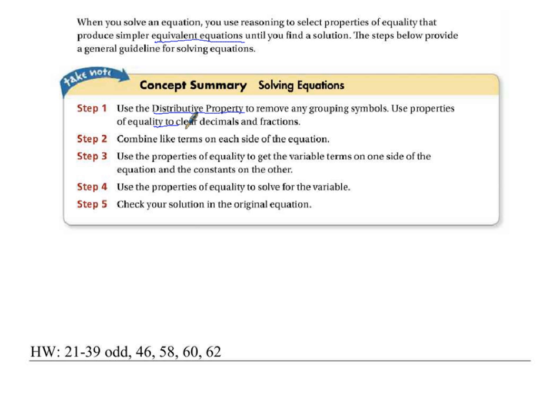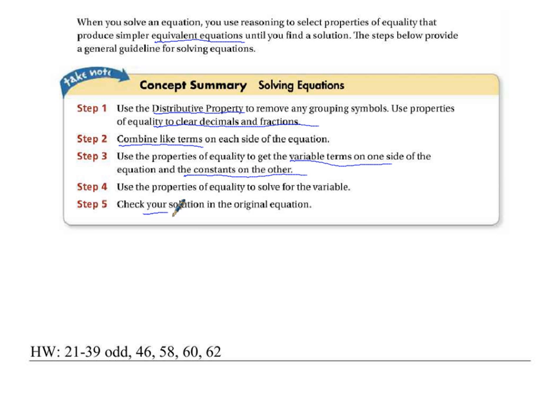Use properties of equality to get rid of your decimals and fractions. We did that the other day too. Remember when we multiplied the whole thing times something to get rid of that denominator? Combine like terms. Look, it's not even my rule. The book even put that down. Combine like terms always, anytime you do anything. Use the properties of equality to get the variable terms on one side. That's what we're doing today. And the constants on the other side. We're doing that today. Once you've done that, then you just solve, like section 1 and section 2.